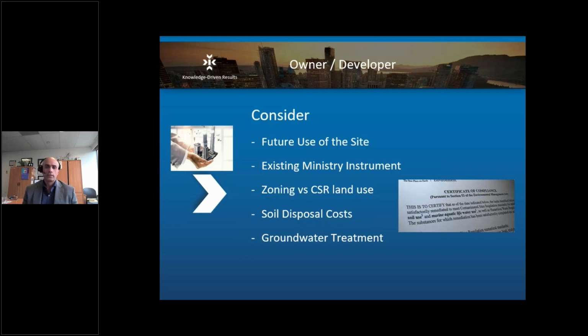And also groundwater treatment. If your site is contaminated, there will be a component of groundwater treatment during your bulk excavation. And depending on the concentration, it could be all the way until you construct to grade. Next slide.